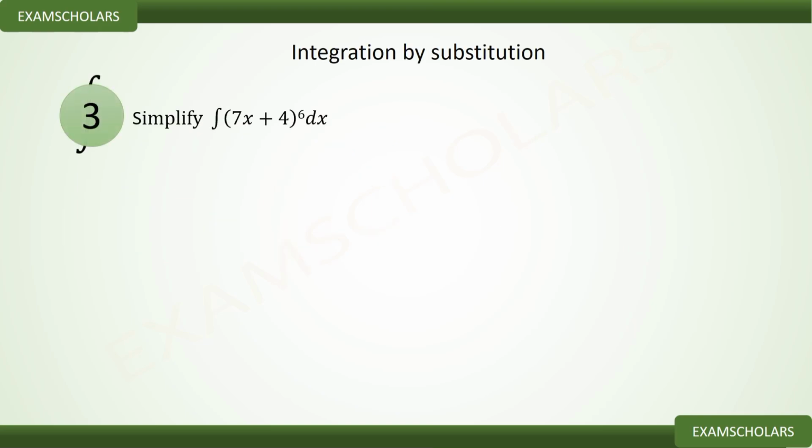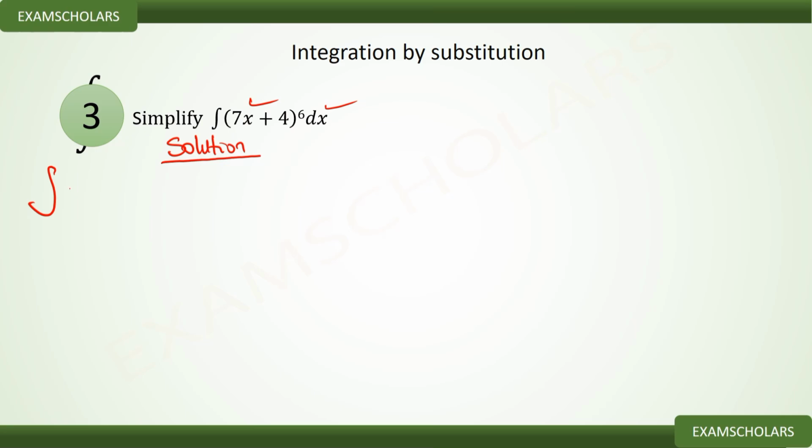So let's see the first example here, which is to simplify the integral of (7x plus 4) all raised to power 6 dx. How do we solve this? This is very simple. We want to use the integration by substitution method. So let's have a solution here. What do we need to substitute for here? We need to substitute for this expression, and also for this dx. Let me show you the reason why. Let's start from (7x plus 4).